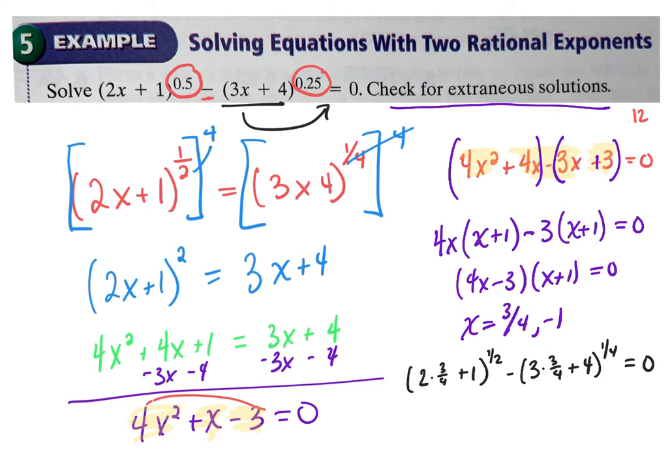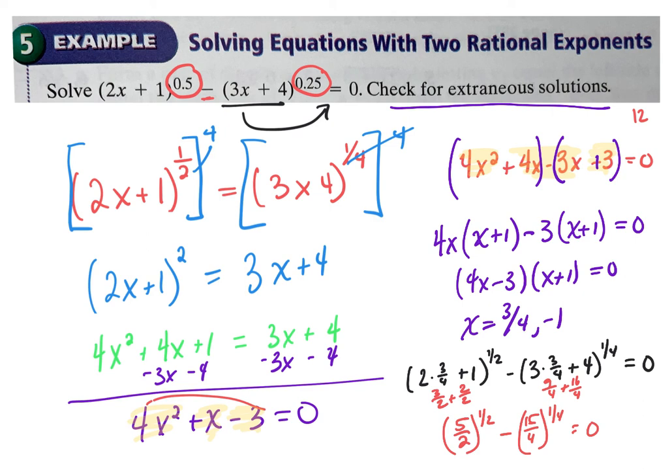So I have 2 times 3/4. What is that? 6/4, also known as 3/2, right? I'm going to do it in a different color so you can see it. So we have 3/2 plus common denominator 2/2 gives us 5/2 raised to the 1/2. Minus, we have 9/4 plus 16/4, right? That's 25/4, to the 1/4. Equals 0.